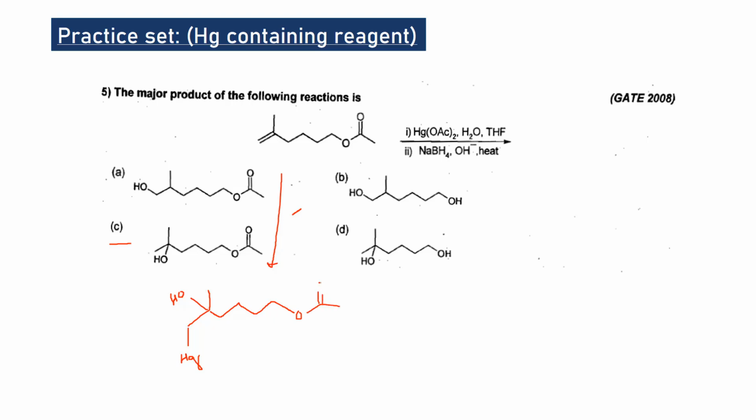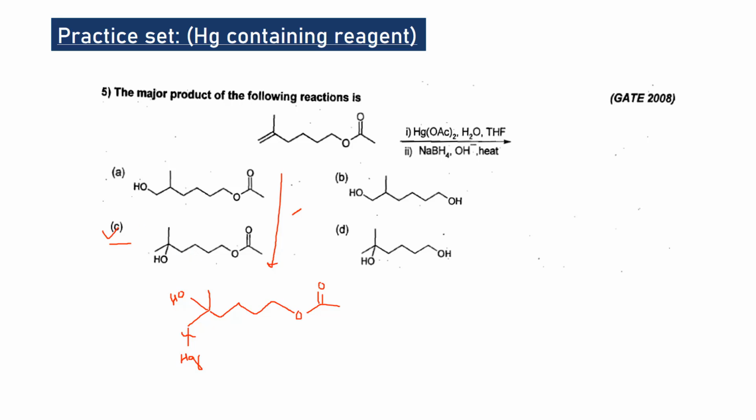As it follows the Markovnikov rule, obviously the OH will go where the number of hydrogens is less. So OH will attack here and mercury will attack here. After that, if NaBH4 is added, this bond cleaves and we will get this as our product. So the correct option is option C. Oh sorry, not option C.